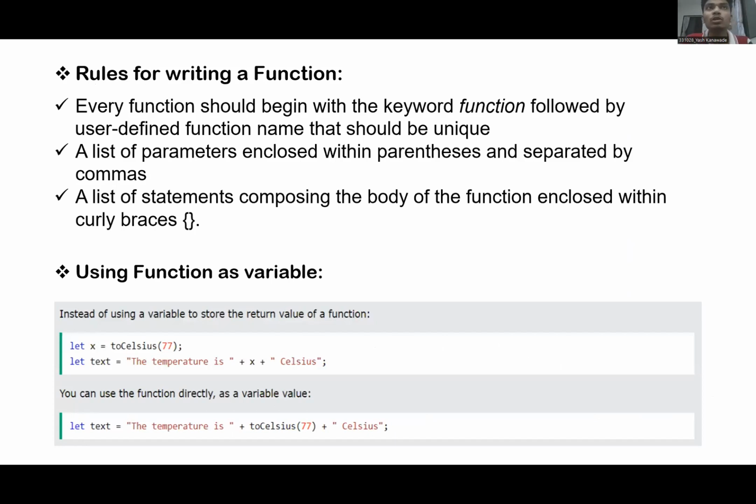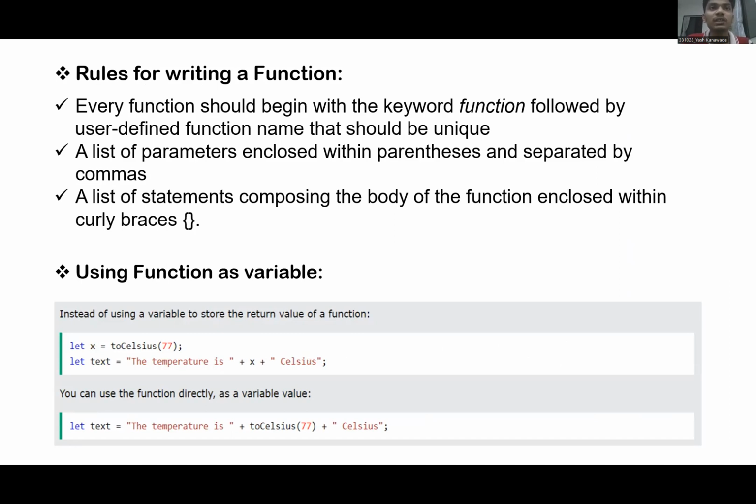So there are a few rules for writing a function. First, every function should begin with the keyword function followed by a user defined function name that should be unique. Then a list of parameters enclosed within parentheses and separated by commas, as we have seen, whenever we use multiple parameters or arguments, we should use the comma. Then a list of statements composing the body of the function enclosed within the curly braces. Basically, it is the scope of the function.